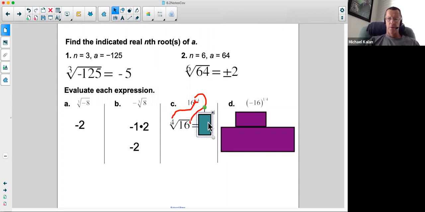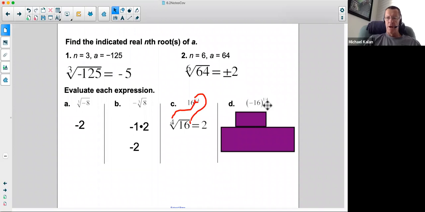Hopefully you're saying 2, and what would they be? Okay. Oh, no, I'm sorry. This is not, this is just saying evaluate the expression, my bad. So they're not asking for the negative root. They're asking just for the positive one in this case. I know that's a little confusing, but notice that's different than the instructions where it says find the indicated real roots.